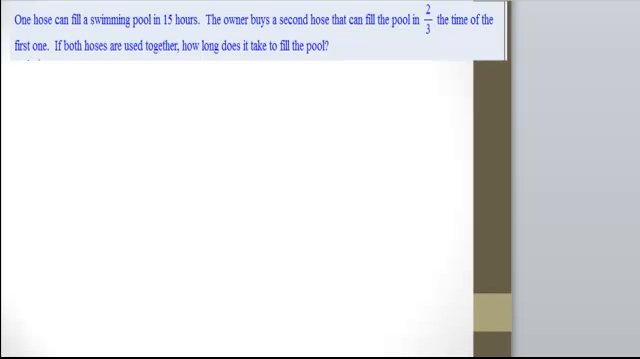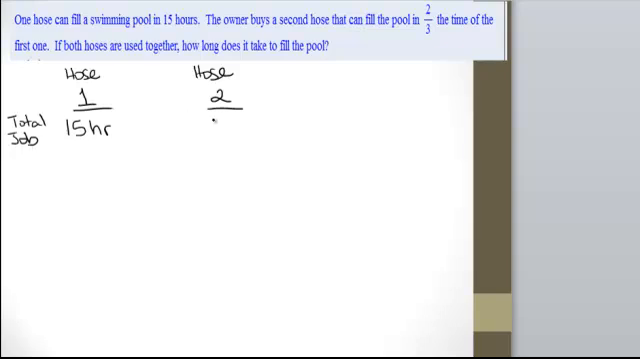One hose can fill a swimming pool in 15 hours. The owner buys a second hose that can fill the pool in 2/3 of the time of the first one. If both hoses are used together, how long does it take to fill the pool? Okay, so we have hose number 1 and we have hose number 2. Hose number 1 can completely fill the pool in 15 hours. This is for the total job.